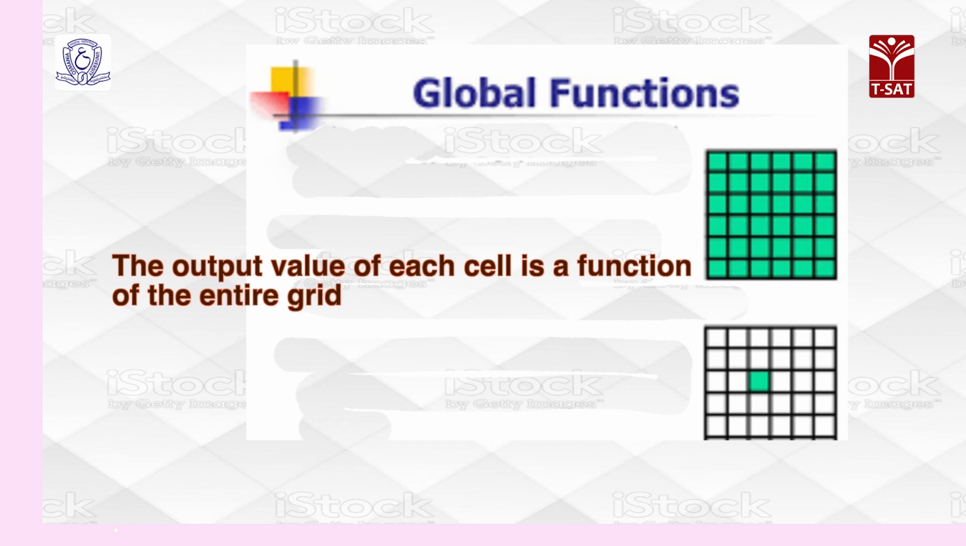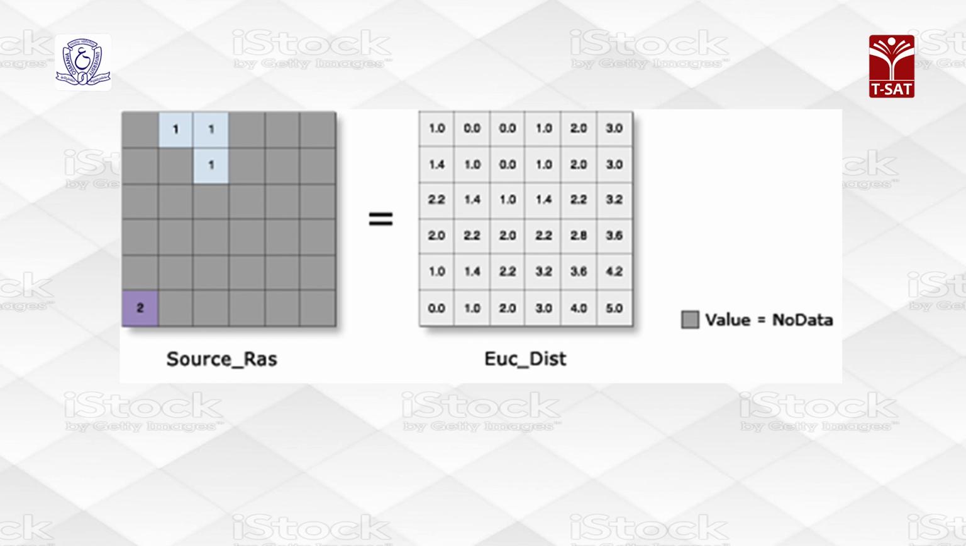Global functions. For global functions, the output value of each cell is a function of the entire grid. As an example, the Euclidean distance function computes the distance from each cell to the nearest source cell, where the source cells are defined in an input grid.